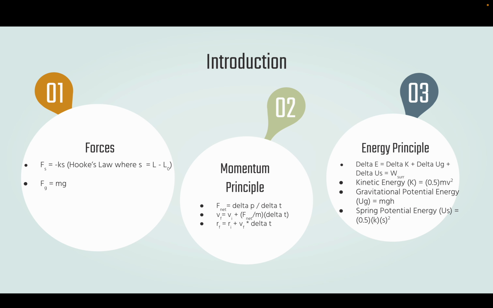The energy principle states that the change in energy is equal to the total work of the surroundings. In this spring mass system, the three forms of energy present include the kinetic energy, gravitational potential energy, and spring potential energy. Kinetic energy can be found through 1/2 times mass times the velocity squared. Gravitational potential energy is mass times the gravitational constant times height, and spring potential energy is 1/2 times k times s squared.